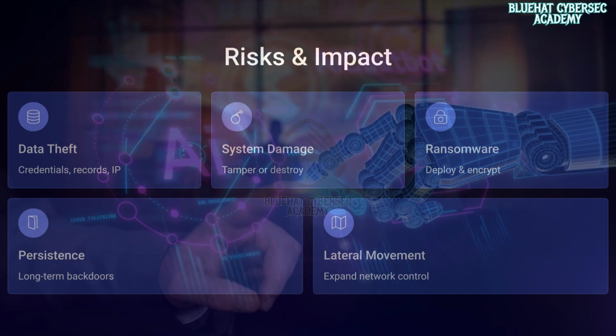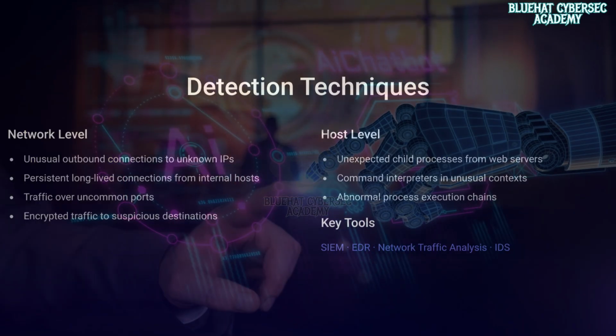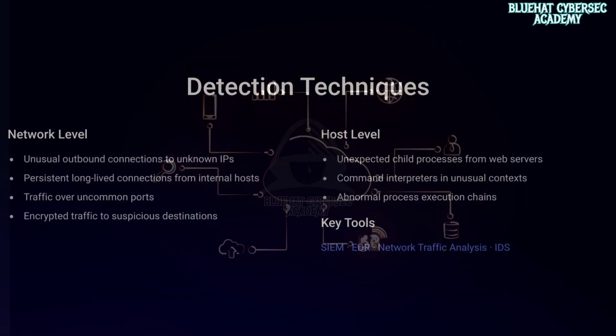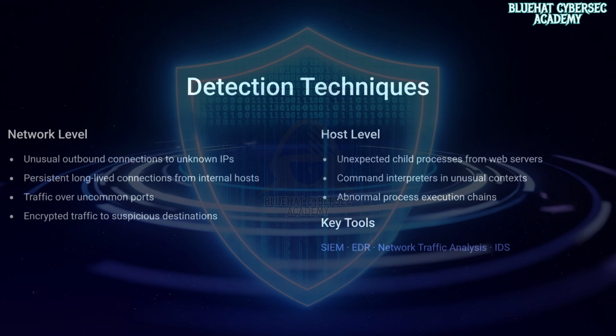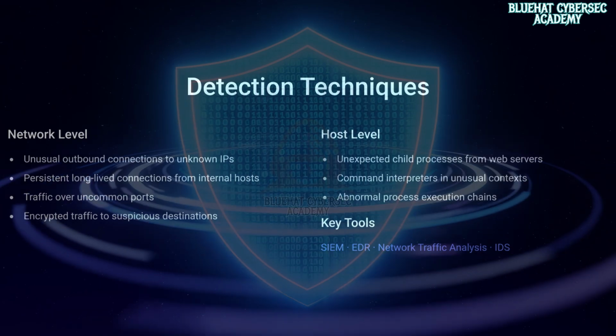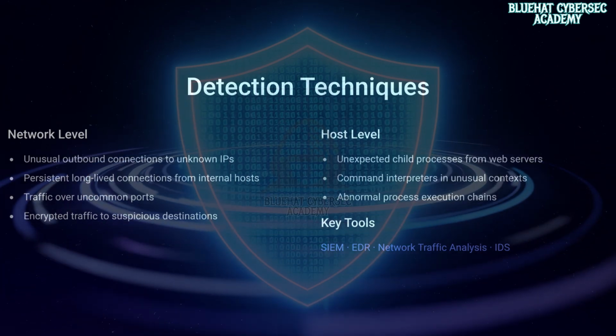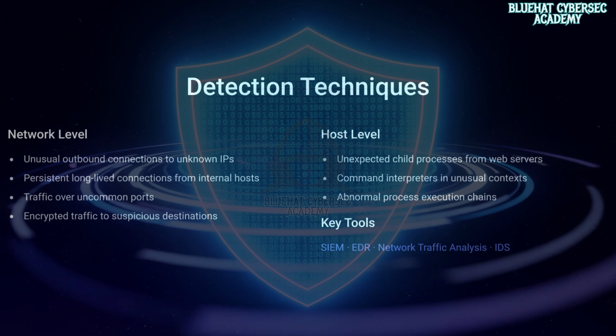It's just the beginning. From a defensive perspective, detecting reverse shell activity requires looking at both network and host behavior. At the network level, security teams watch for unusual outbound connections to unknown IP addresses, persistent long-lived connections from internal hosts, traffic over uncommon ports, and encrypted outbound traffic going to suspicious destinations.